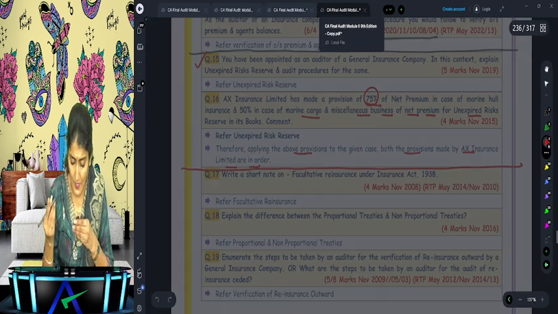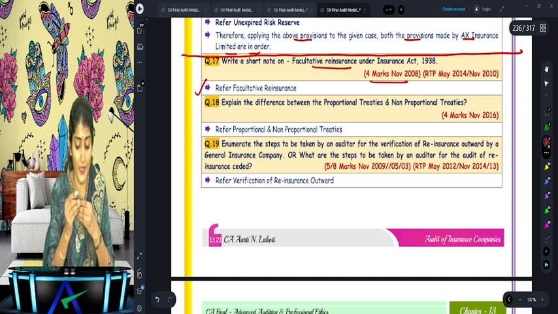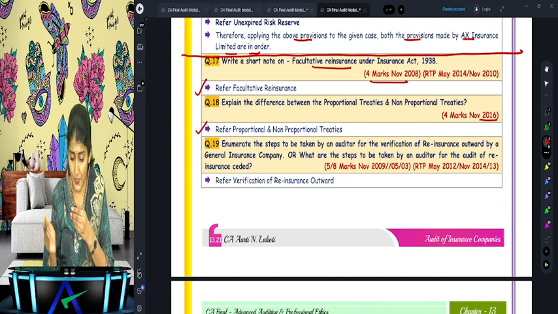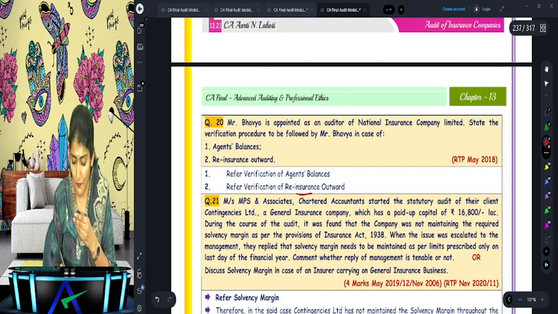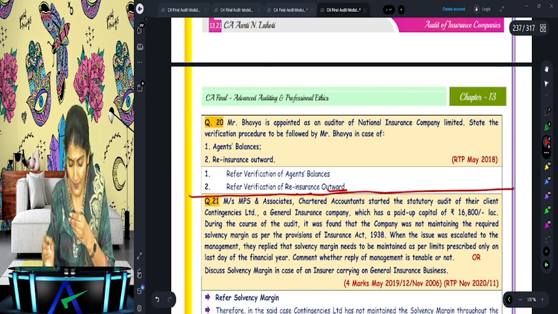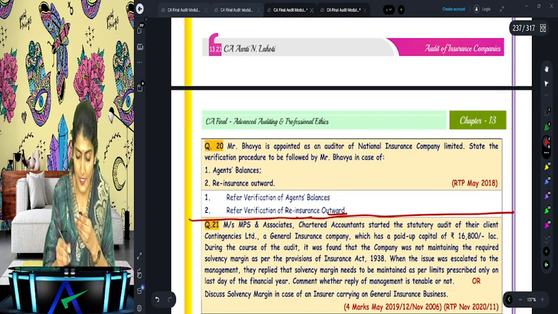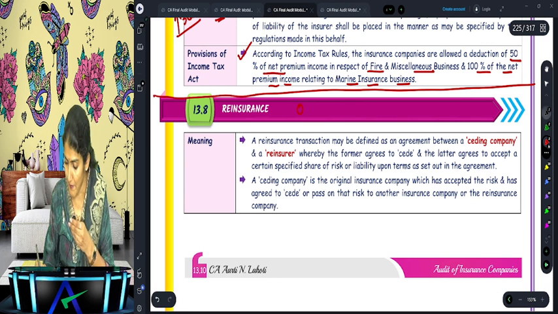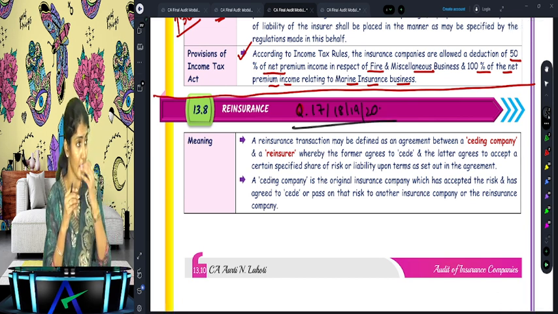In November 2008, there was a question asked only on the facultative reinsurance for 4 marks. Then in November 2016, proportional and non-proportional treaty. And after that, there is a question on verification of reinsurance outward. So these are the questions regarding reinsurance: question numbers 17, 18, 19 and 20. Is it clear to everyone?